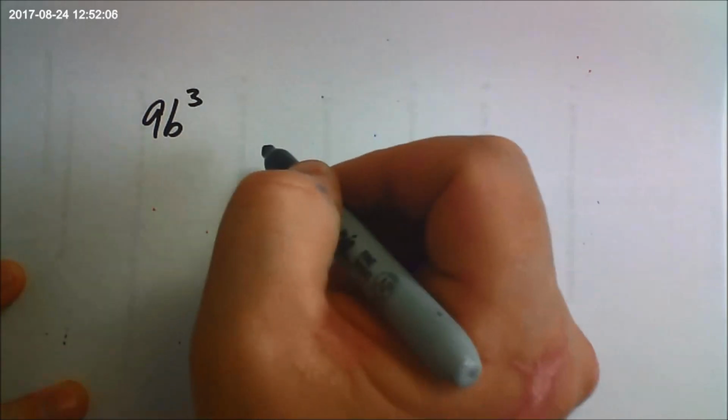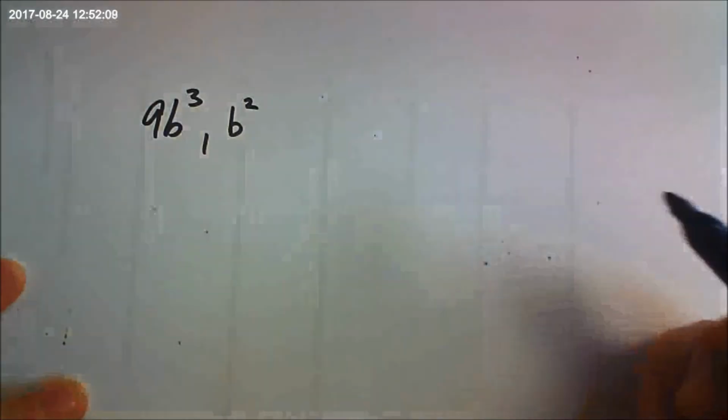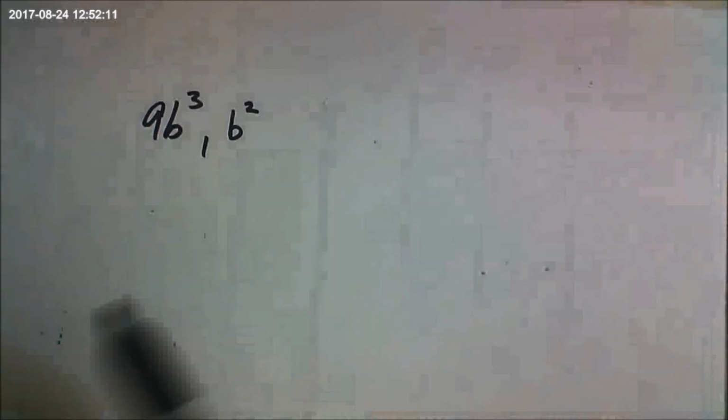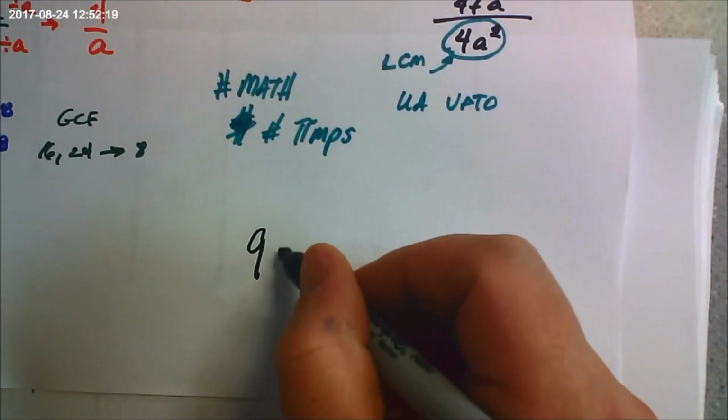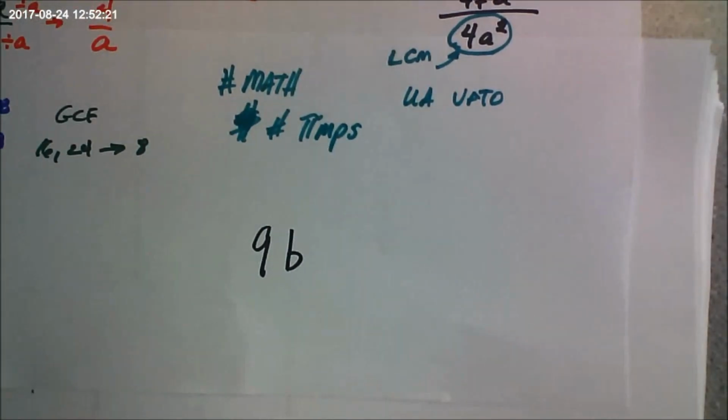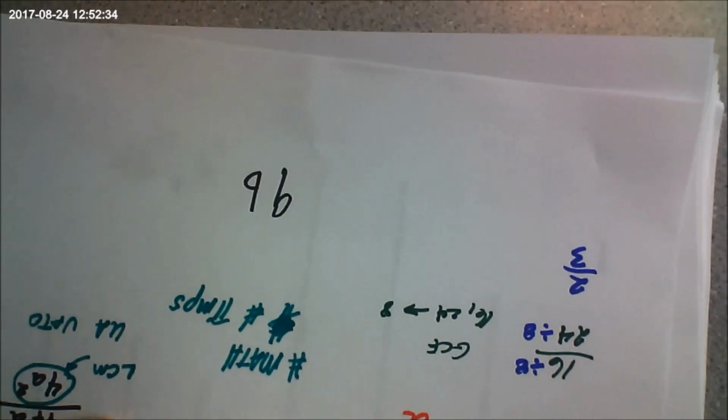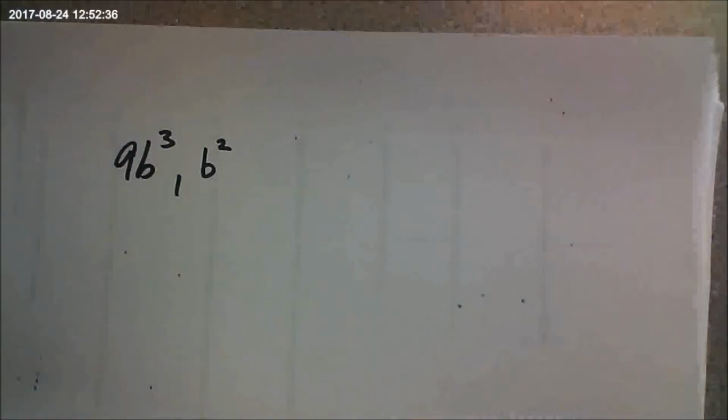All right. Okay, Daniel. The next one we had was 9b cubed and b squared. Is that right? Do you want to see? Watch, I got a magic trick for you. Do you like magic tricks? Yeah? Check this out. I'm going to turn that 9 into a b, and I'm going to turn that b into a 9. Are you ready? You thought it was really going to be a trick.